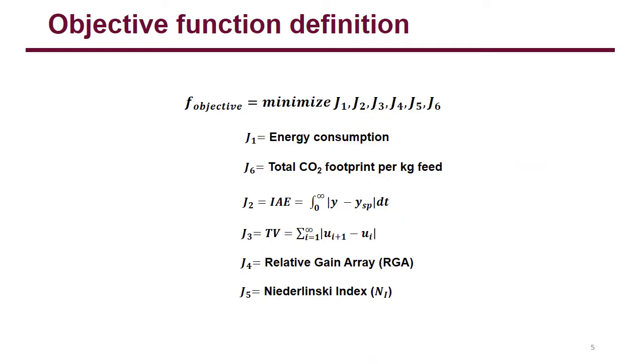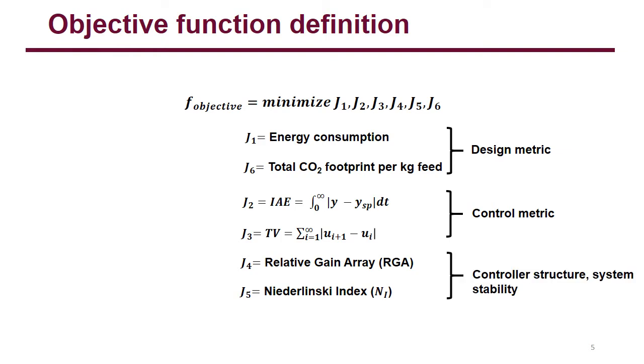So the objective function is a multi-objective function that takes into account both the design and control aspects. Here we minimize 6 independent metrics. Here J1 is the total energy consumed by the process, and J6 is the total carbon dioxide footprint per kg feed. These are our design metrics. J2 is the integral absolute error, and J3 is the total number of valve travel. These are our control metrics. And finally, J4 is the relative gain array, RGA, and J5 is the Niederlinski index. These 2 metrics verify the control structure and also determine system stability.